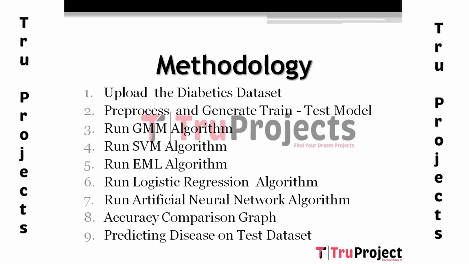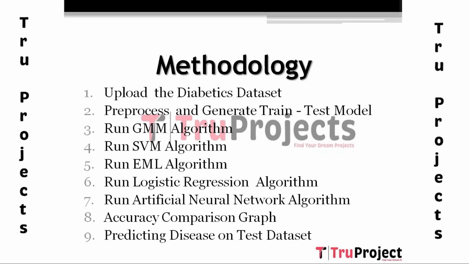Second module, pre-processing and generate train and test model. In this module, we are going to read the dataset and analyze the non-numerical and numerical values, and if any non-numerical values are there, we are going to convert them into numerical values. Then we split the dataset into train and test parts, with 80% of the dataset for training and 20% for testing the model.